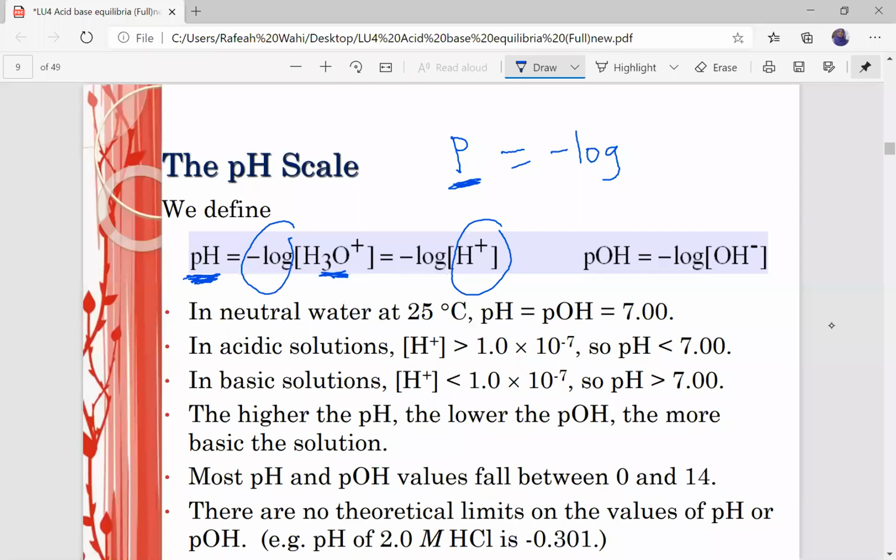Okay. And then whenever we have pOH, it means we have negative log of the concentration of hydroxide ion. Okay. So in neutral water, we always have pH equal to pOH equal to 7. And in acidic solution, the H plus concentration is always more than 1 times 10 to the power of negative 7. So pH is less than 7 in acidic solution. In basic solution, the pH is always more than 7. Okay.